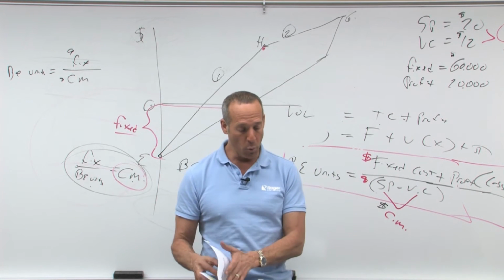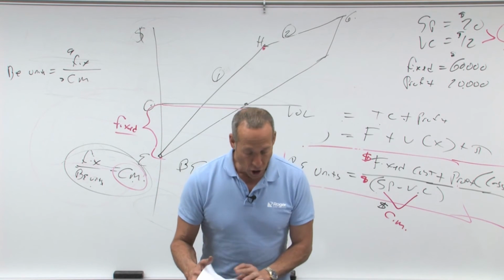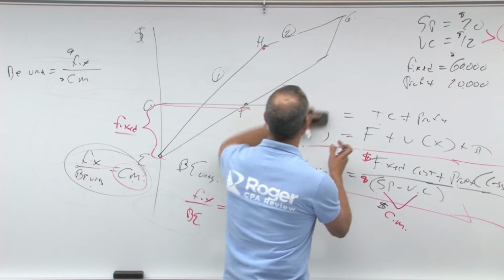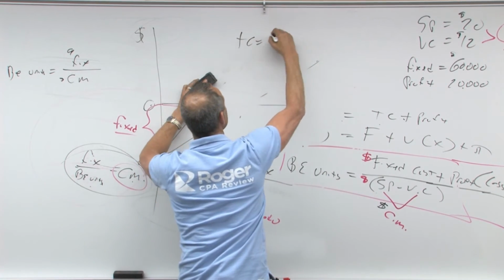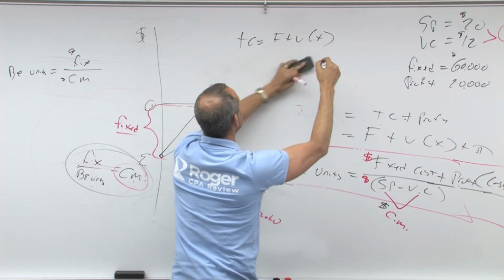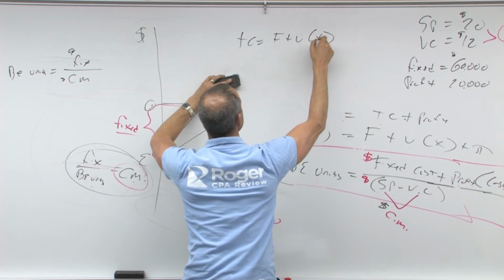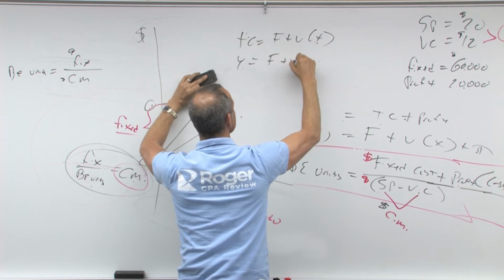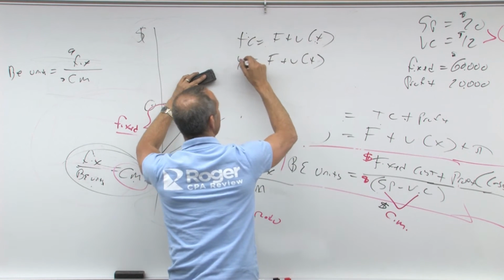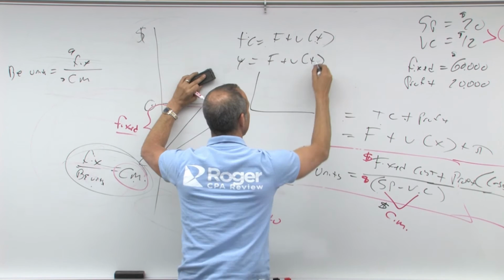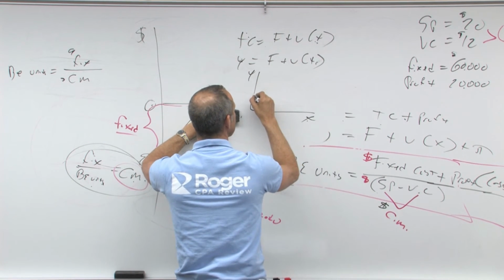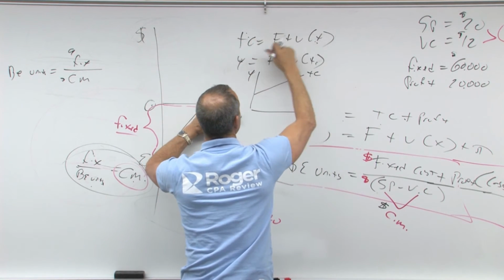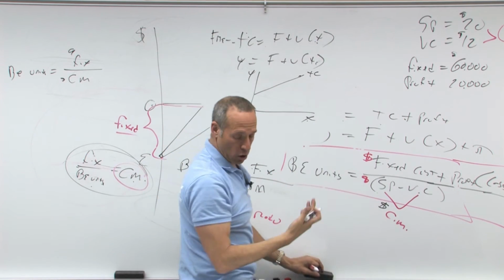Just to quickly review, we started out with our different costs. We said total cost Y equals fixed plus variable times X, where Y is dependent and X is independent. When you graph it, this is your X, this is your Y. Here's your fixed cost, here's your total cost, here's your variable. That's also called your flexible budget equation, which we're going to look at in another section.